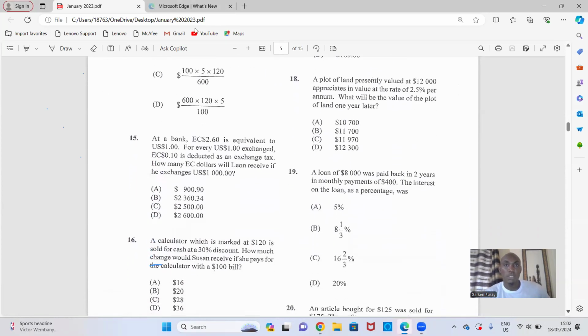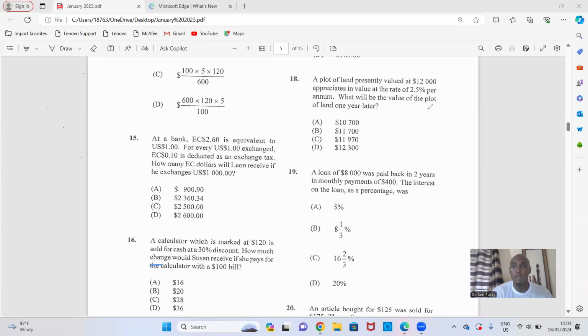Now, question number 18. There are some questions that will move up much faster. These are actually taking some time, but some of them are very, very simple, so we're going to be moving much faster. It says a plot of land presently valued at $12,000 appreciates in value at the rate of 2.5% per annum. What will be the value of the plot of land 1 year later?